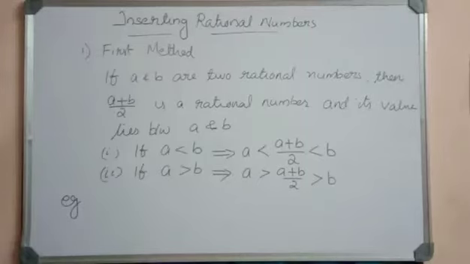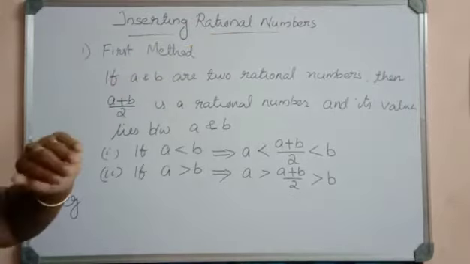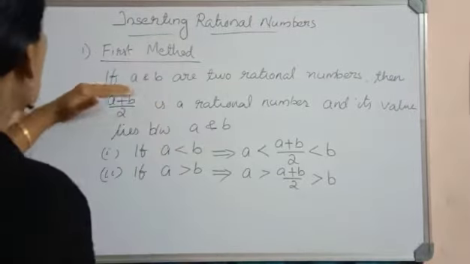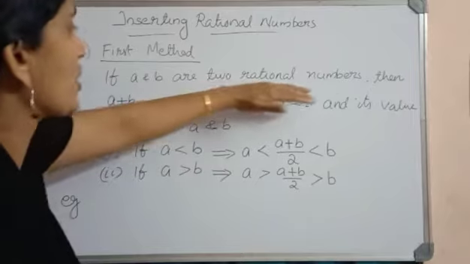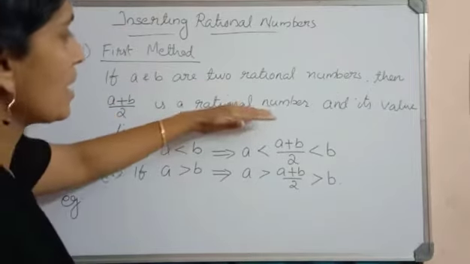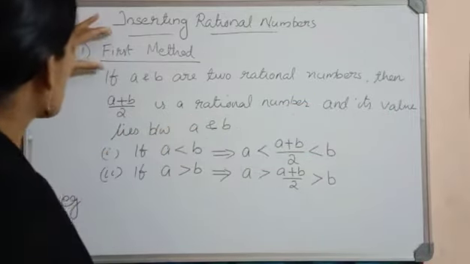Hi everyone, welcome back. Today let's study how to insert rational numbers between the given rational numbers. There are two methods for that. The first method says that if a and b are two rational numbers, then (a plus b) by 2 is a rational number and its value lies between a and b. This is the first method.